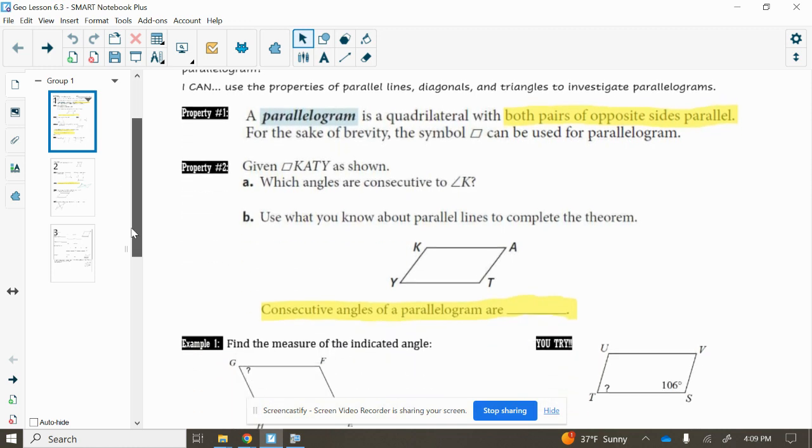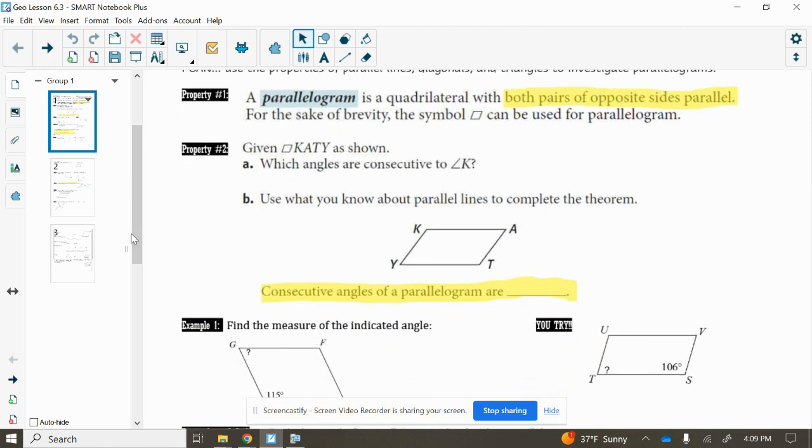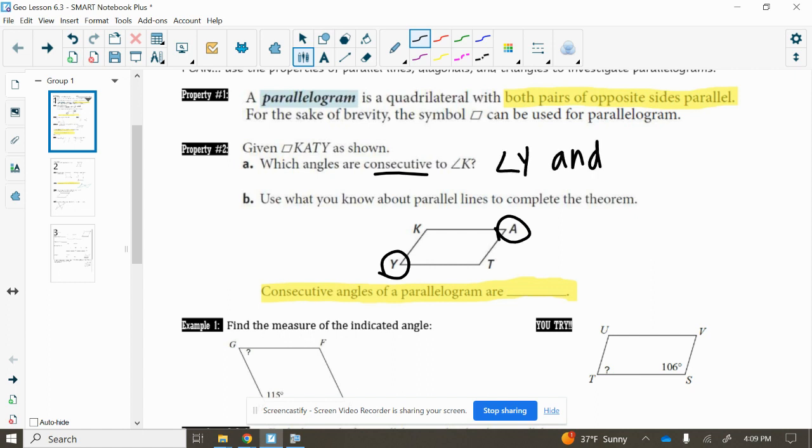Now, this leads us into talking about some properties of our angles, because we have the parallelogram KATY shown, and we have angle K, and angles that are consecutive to angle K would be angles Y and A, because those are the angles that are next to it as opposed to the opposite angle, which would be angle T.